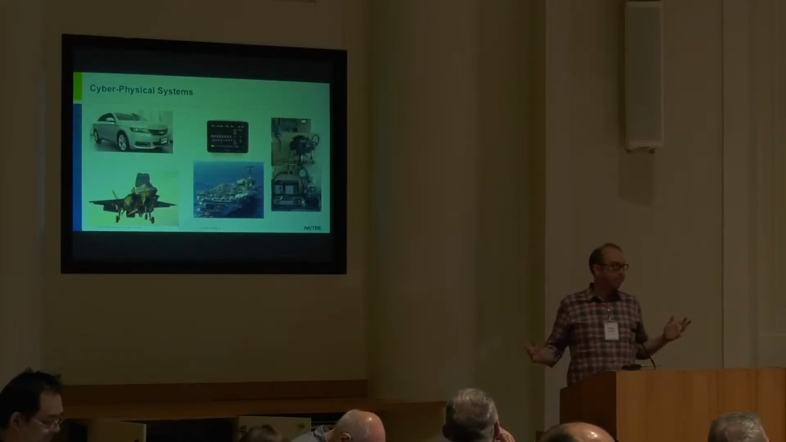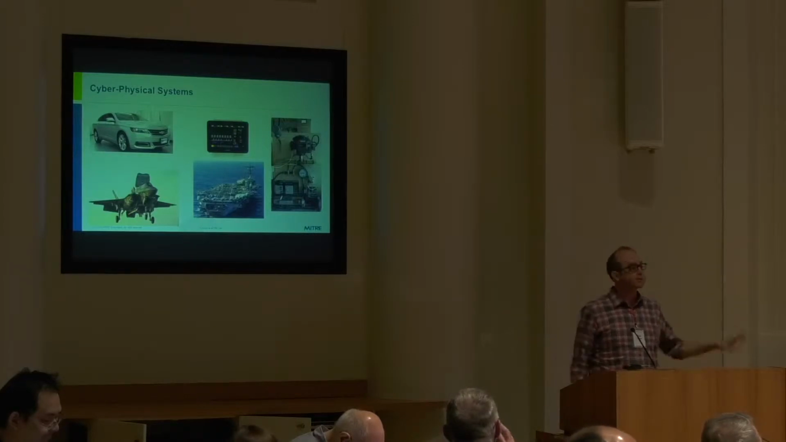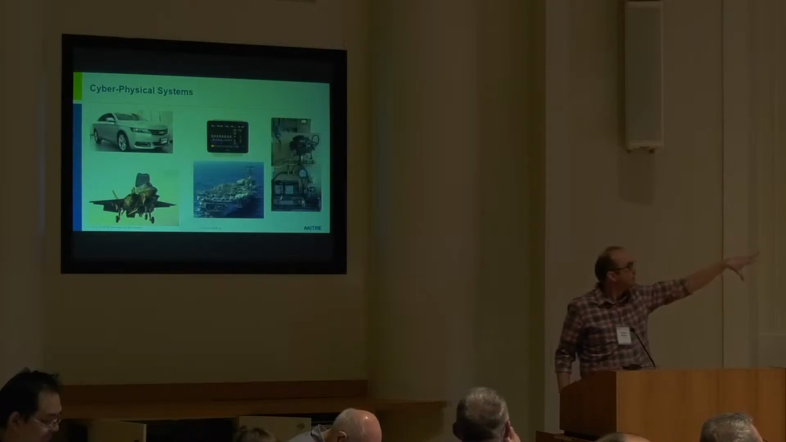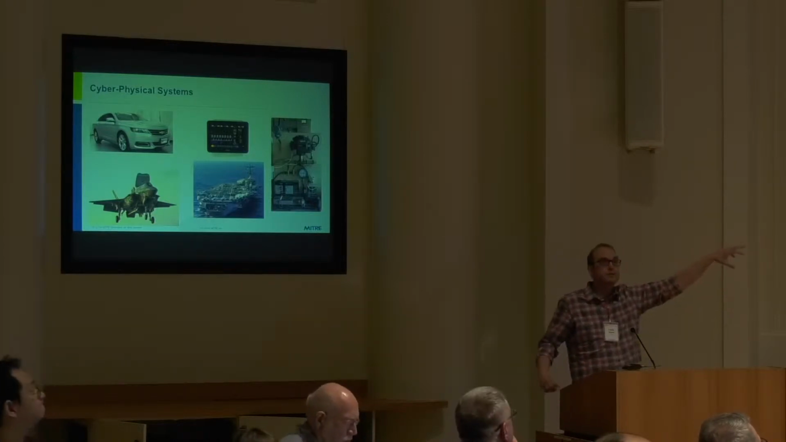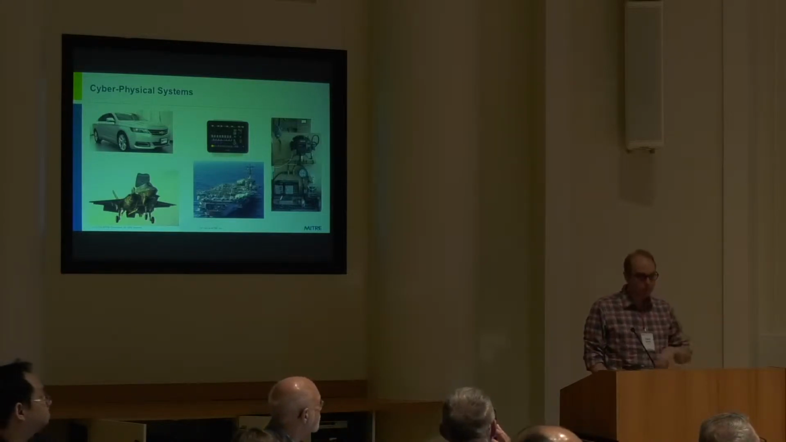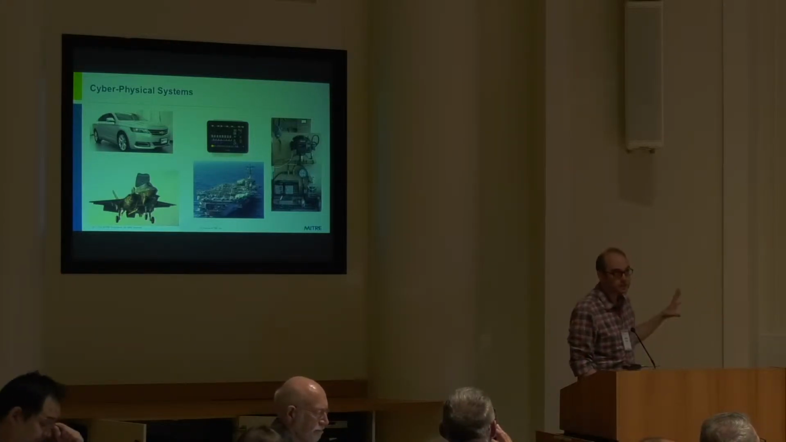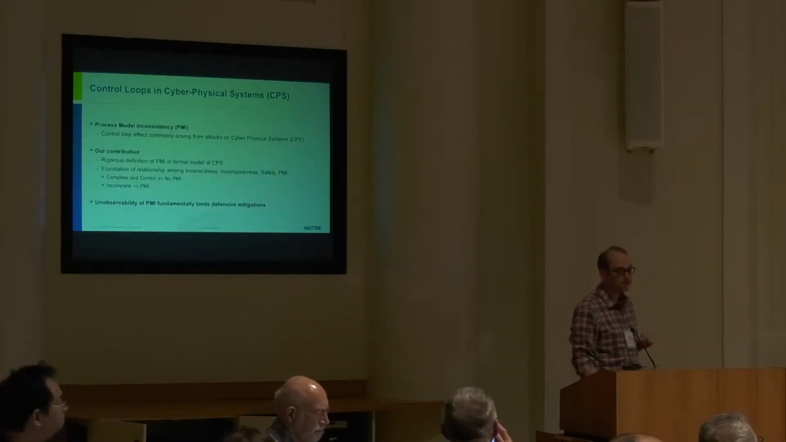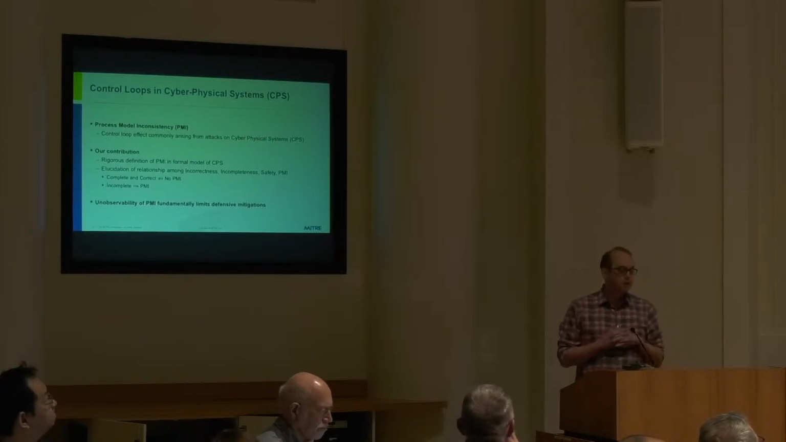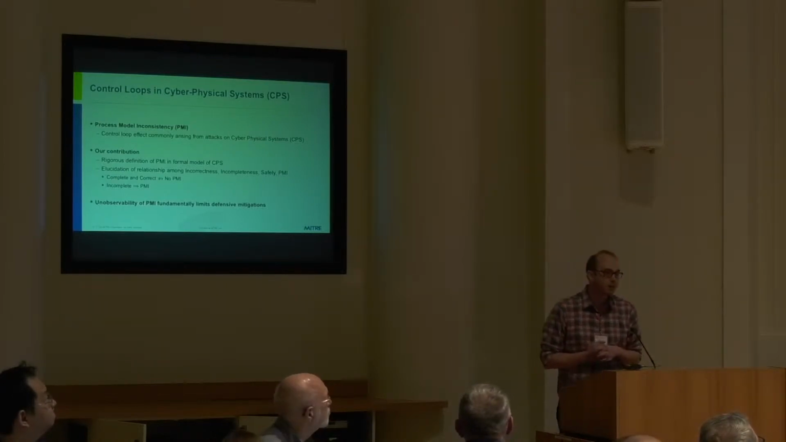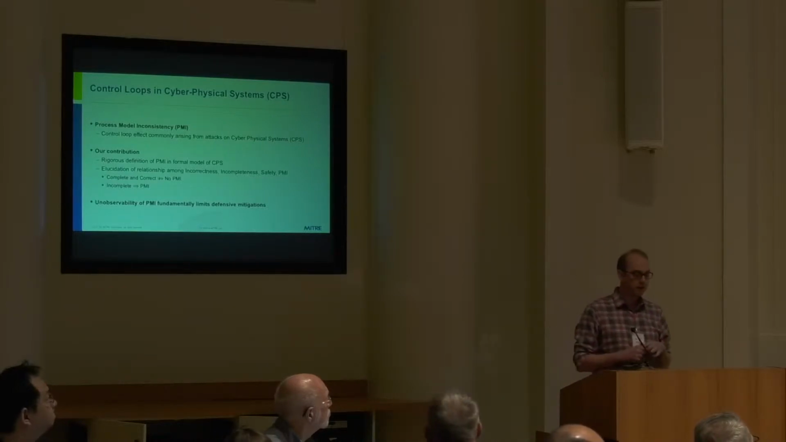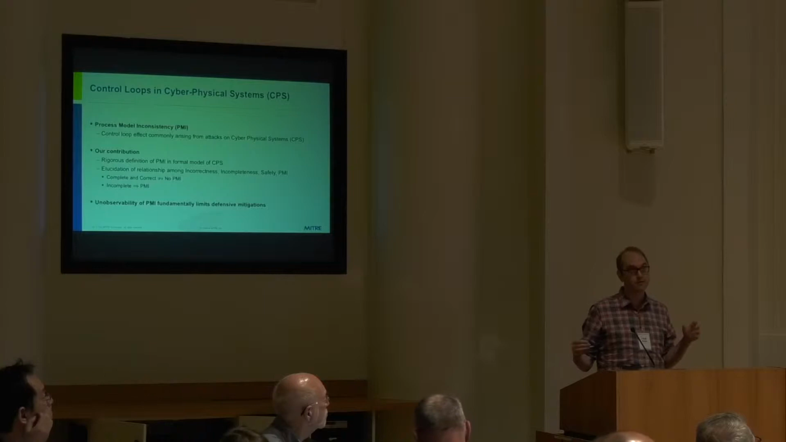So when we say cyber-physical systems, we're talking about a wide range of things, right? We heard about medical devices, but also cars, vehicles, gas pumps. Something like an aircraft carrier is maybe one cyber-physical system, and has many on it. So they pervade the space in many areas. What we're going to focus on for cyber-physical systems is a notion that we call process model inconsistency. And this is a control loop effect that commonly arises from attacks on cyber-physical systems.